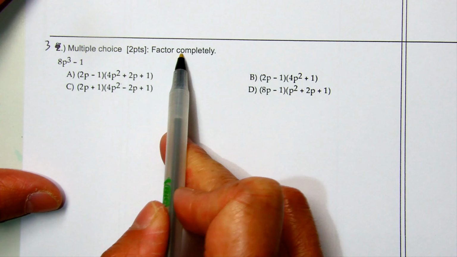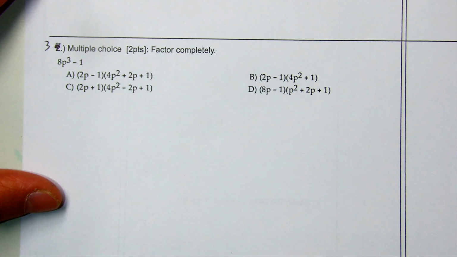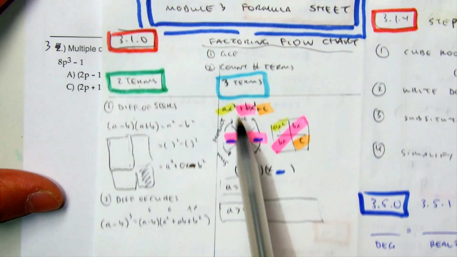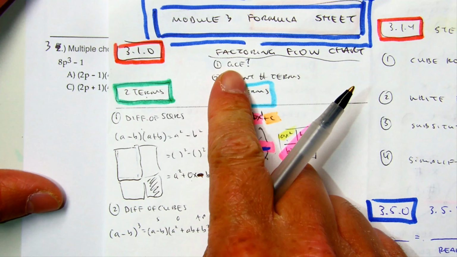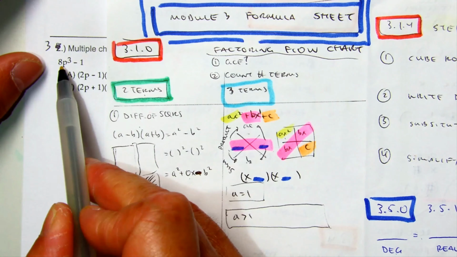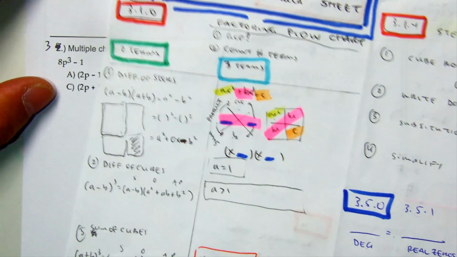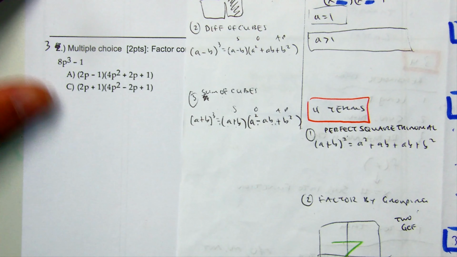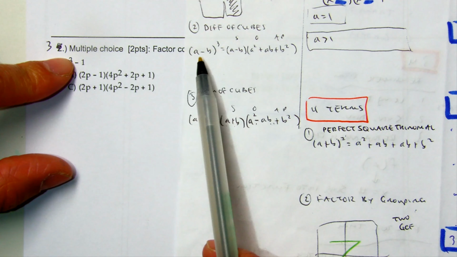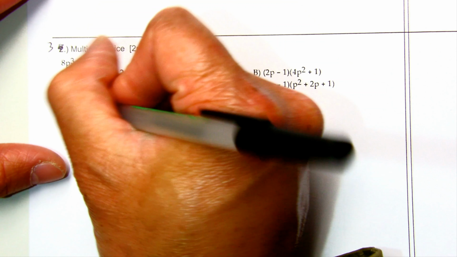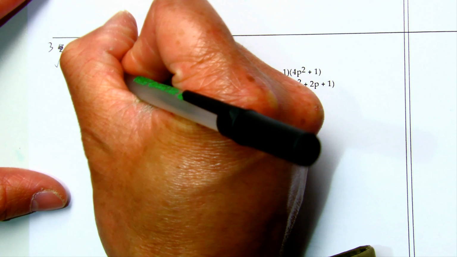Multiple choice, factor completely. You'll notice that on your factoring flowchart, you should always ask the question, is there a GCF, greatest common factor? Well, in this problem, there is none. I can count the number of terms, 1, 2. And it's not a difference of squares, because squares go to the power of 2. So this has to be a sum or difference of cubes. In this case, difference. So I'm going to take the cube root of each of these. Do not include the -1.